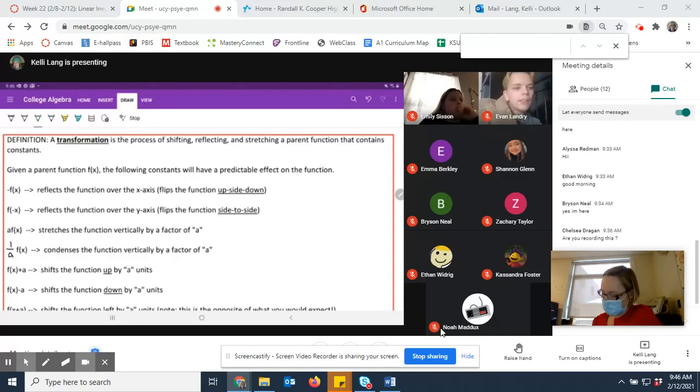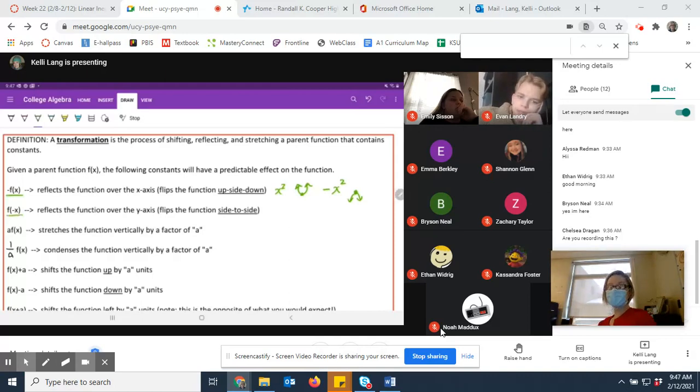If there is a negative sign in front of your parent function, it's going to flip your function upside down. For instance, we know what x squared looks like, right? Parabola that goes through the origin. Well, negative x squared is an upside down parabola that goes through the origin. It flips your function upside down, or in other words, it reflects it over the x-axis. That's what a negative out front does.